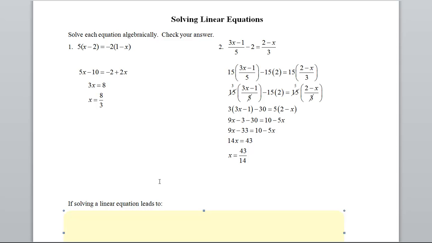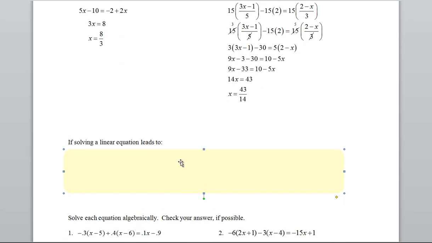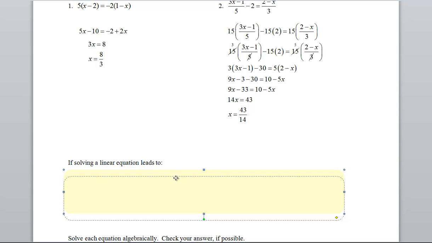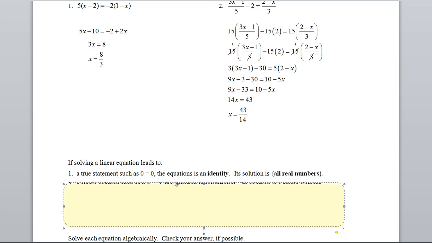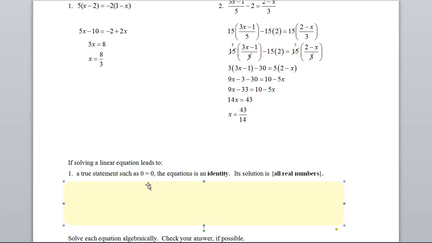If solving a linear equation leads to, now there's 3 possibilities actually. First, if it leads to a true statement such as 0 equals 0, notice there are no variables. The equation is called an identity. Its solution is all real numbers. So anything you can think of, you substitute in, you'll get a true statement.